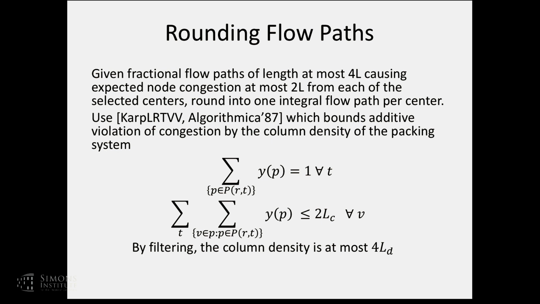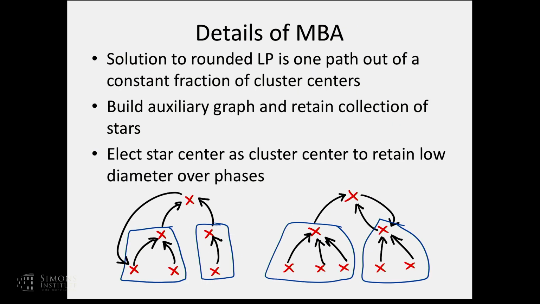Okay, so now if I look down the set of nodes on which I have the node congestion, right, a path goes through at most 4L of them, so the column density of any one of these paths is at most 4L. And this rounding method says that you can take this LP solution and round it to an integer solution where the additive loss in every one of these constraints is at most this sparsity. So instead of 2LC, I'll have 2LC plus 4LD in the final integer solution. Okay, but LC plus LD is my LP bound. So that's it.